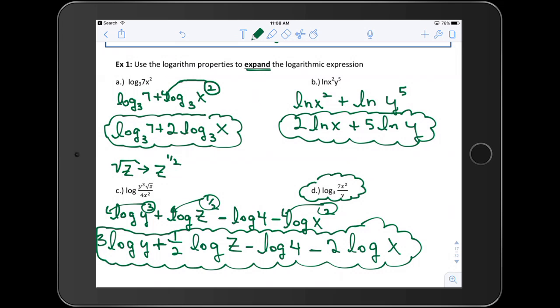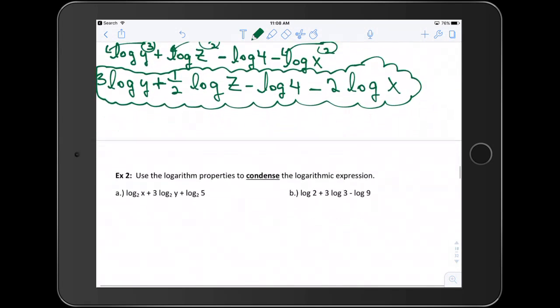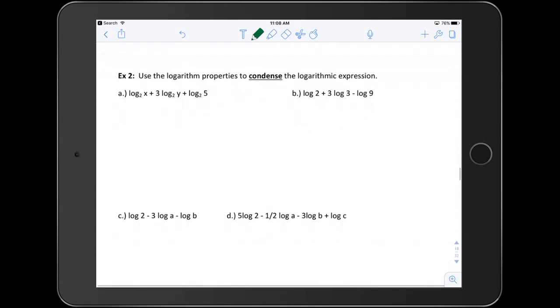Okay, so D is on you, and now we're going right to the back of this note guide, or you could pause me and first do D, that would make sense.